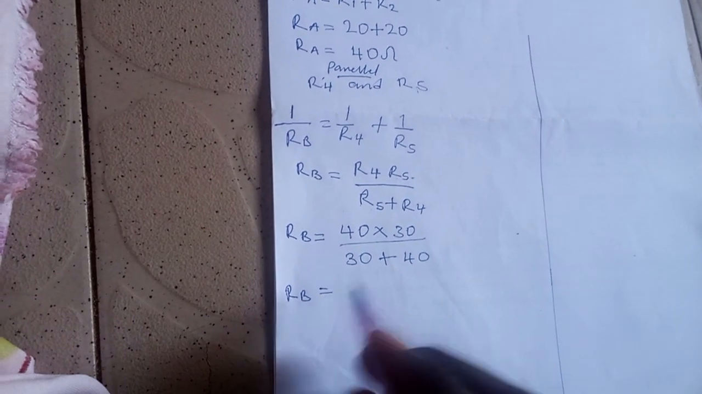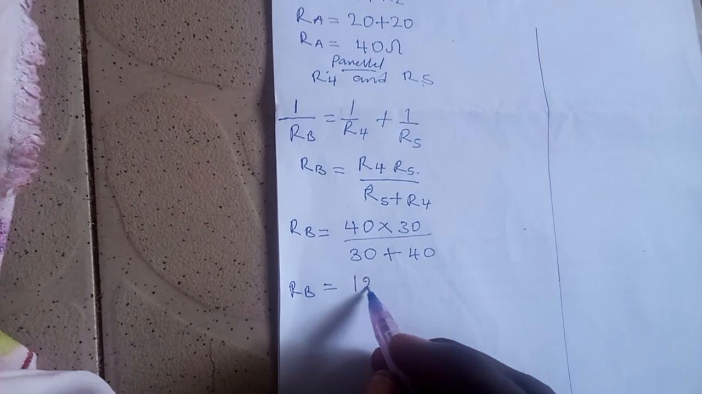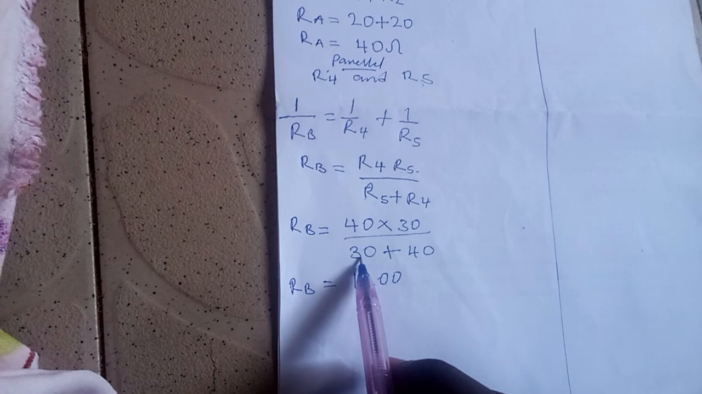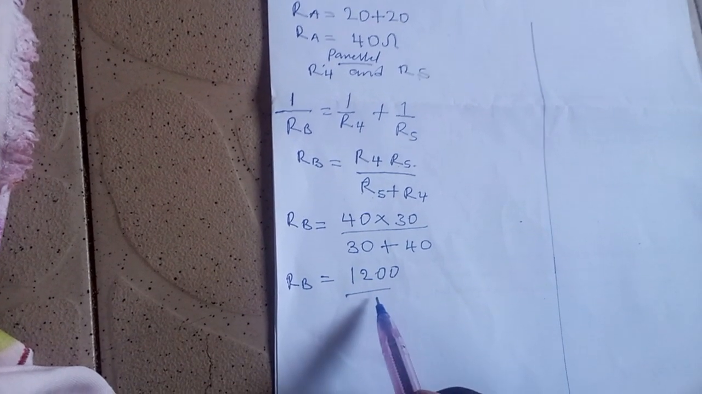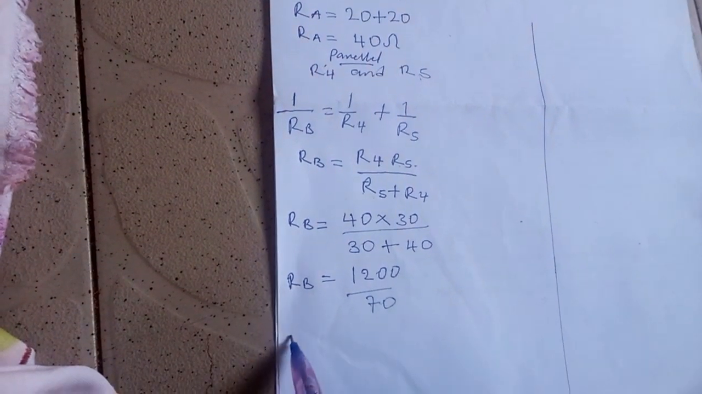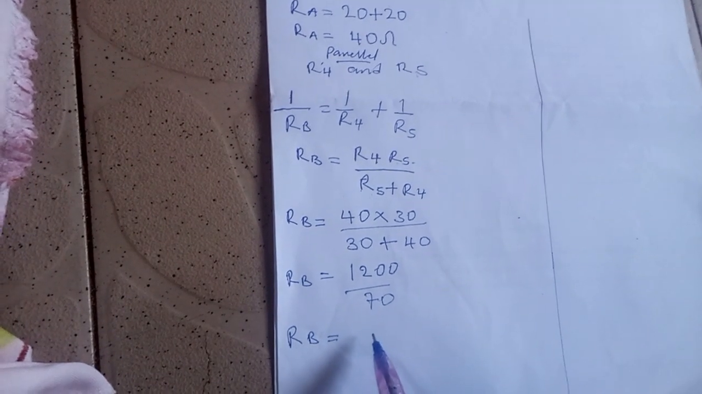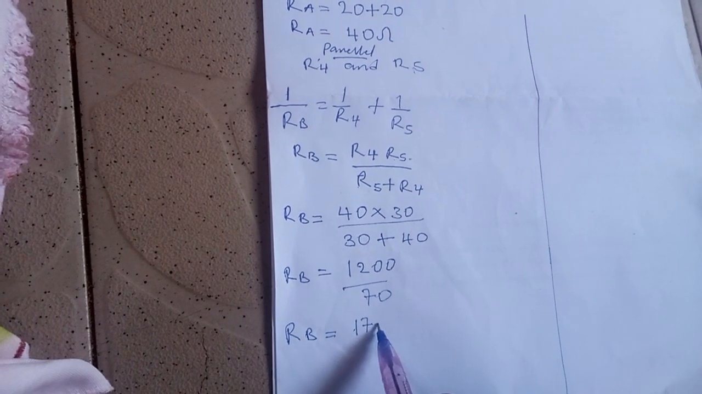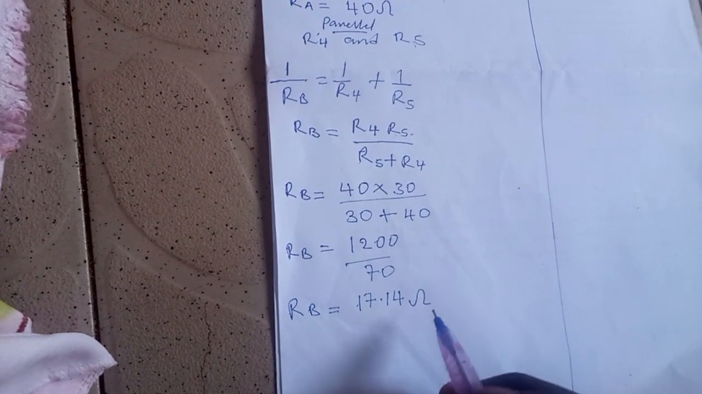Now when you calculate this particular one here, you say RB, because 40 times 30 is going to give you 1200. Then you say 30 plus 40 is going to give you what? 70. When you divide it, come and say RB, it will now be what? 17.14 ohms.